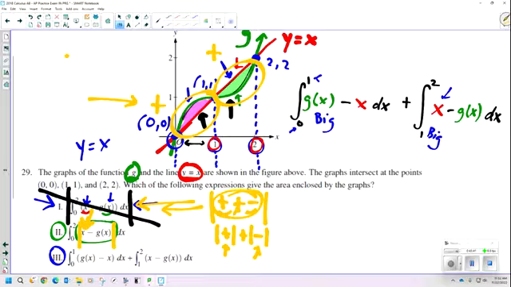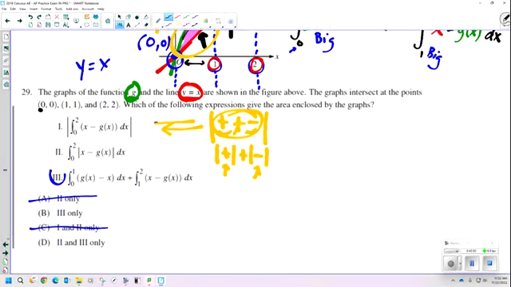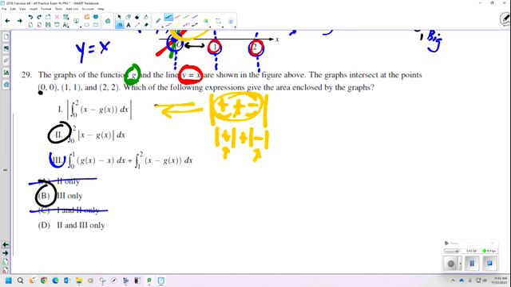That's the difference between having the absolute value bars on the outside versus on the inside. So choice 2 is a legit response. Yep, this one right here. 2 and 3.